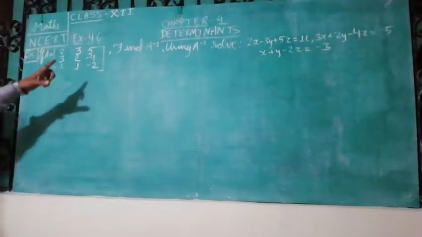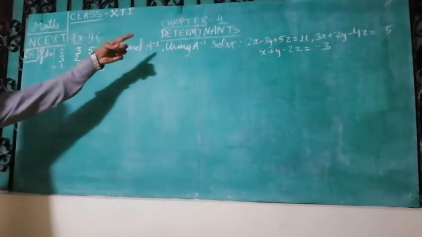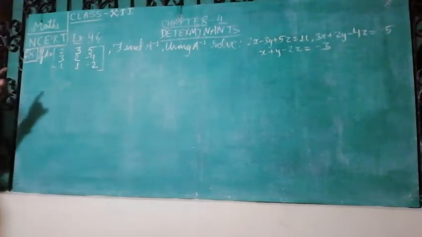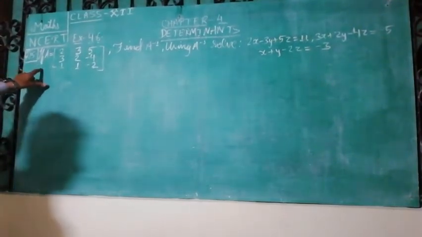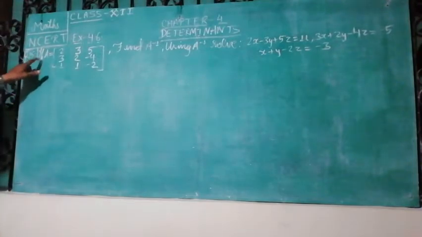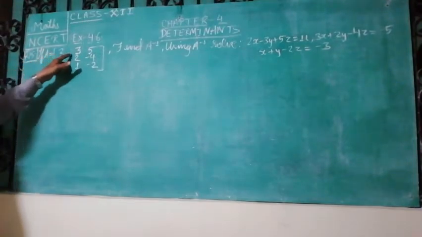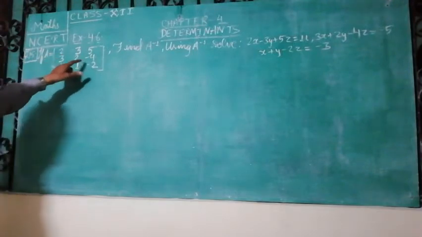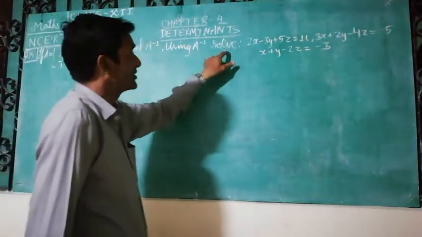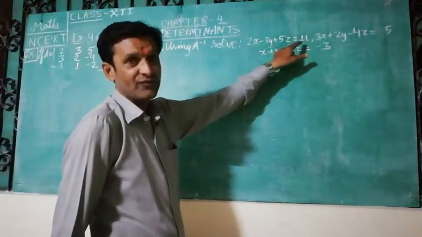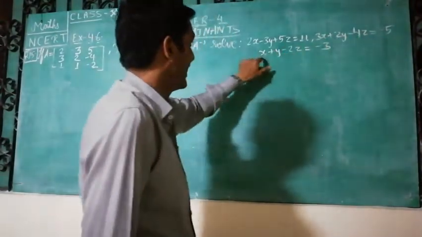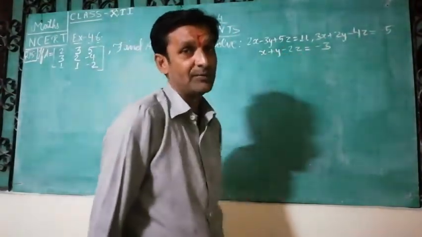Hello students, we are discussing class 12th chapter 4, Determinants, and we are doing exercise 4.6. Questions 15 up to 14 we have done yesterday. In question 15, A is equal to [2, -3, 5; 3, 2, -4; 1, 1, -2]. Find A inverse. Using A inverse, solve 2x - 3y + 5z = 11, 3x + 2y - 4z = -5, and x + y - 2z = -3.